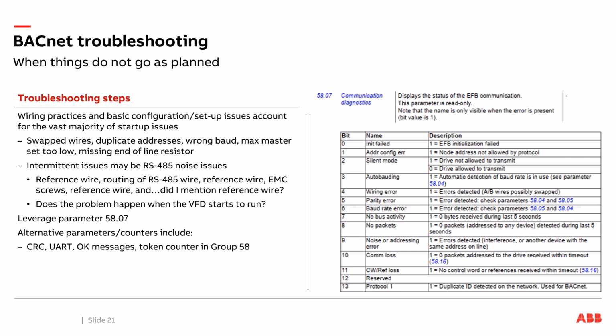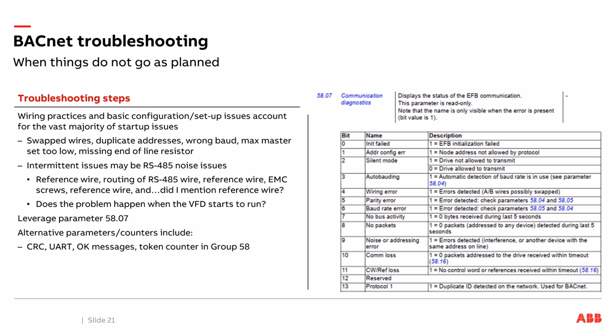So there's actually a parameter in the ACH580 that really is kind of a cool cheat sheet, where it will tell you what it thinks is the problem. So I could scroll to parameter 5807, and if I see my bit 4 is high, I think it looks like my plus and minus, my A and B wires, are swapped around. So it really helps streamline some of that troubleshooting.